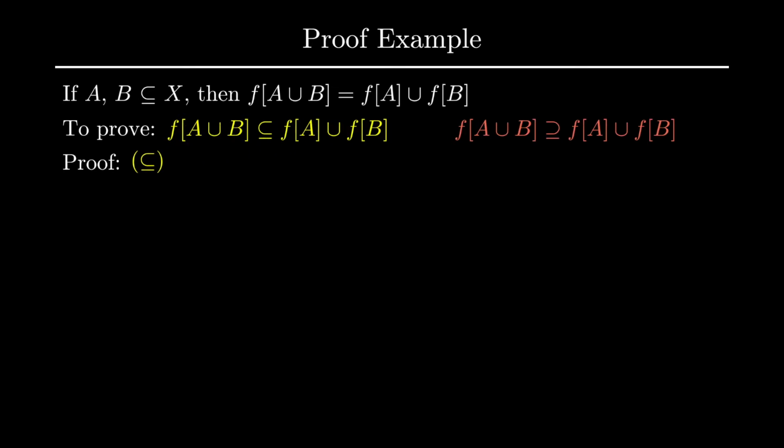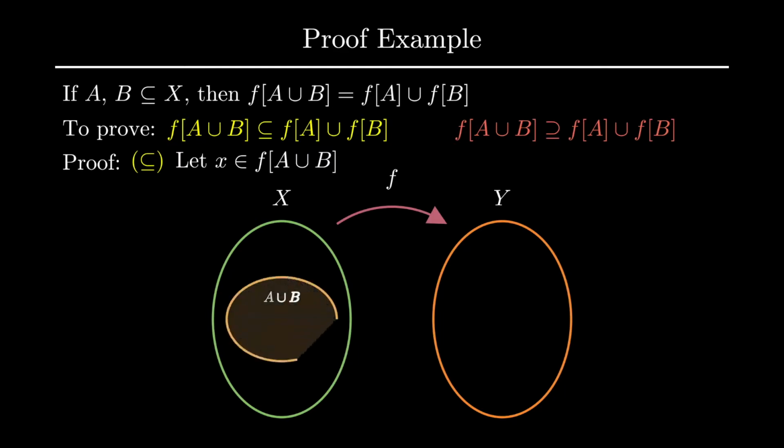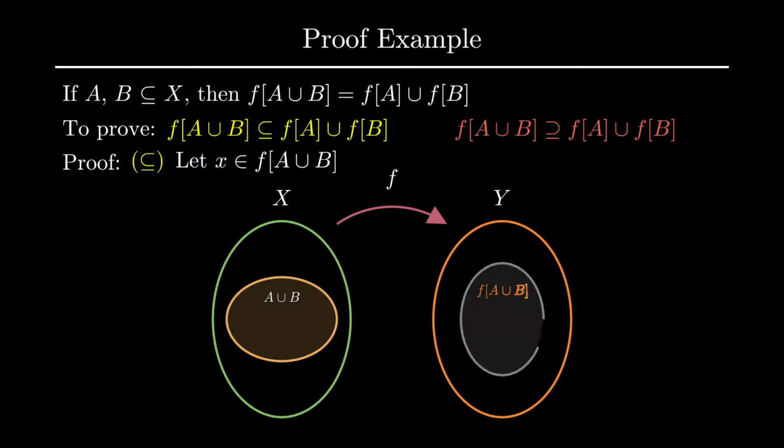As our first step, let y be in f(A ∪ B). What does it mean for y to be in f(A ∪ B)? Let's draw some pictures. Here we have our domain X and codomain Y, and function f takes elements in domain X to codomain Y. We know A ∪ B is a subset of X, and if we apply f to every element in A ∪ B, then we will get a new set in the codomain, which is f(A ∪ B).